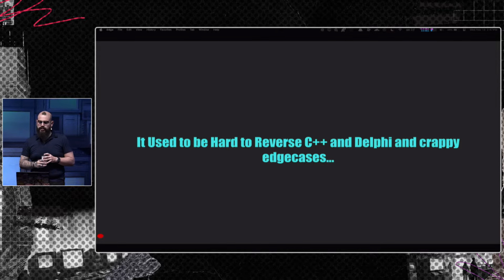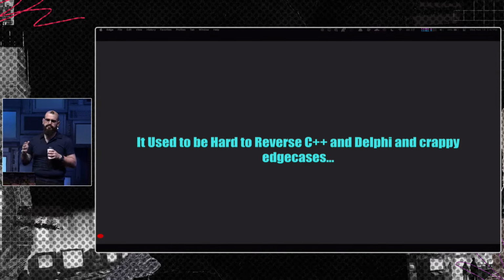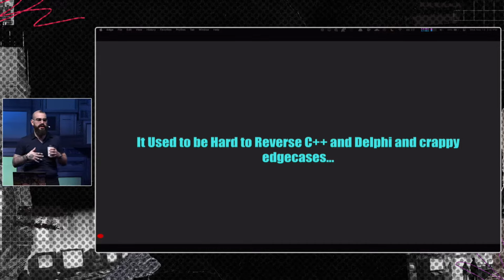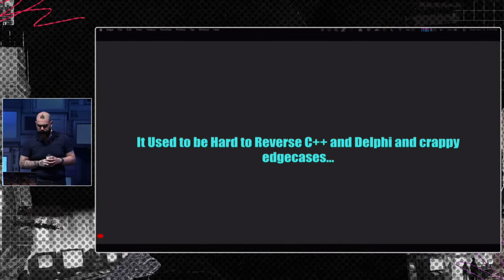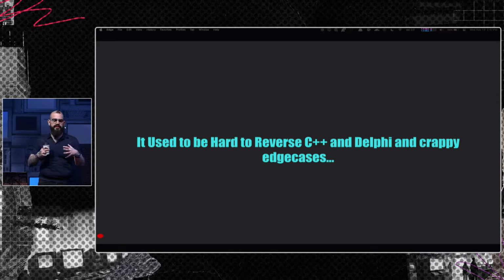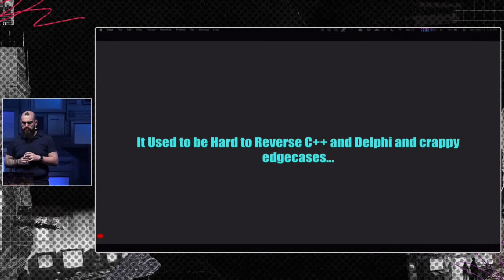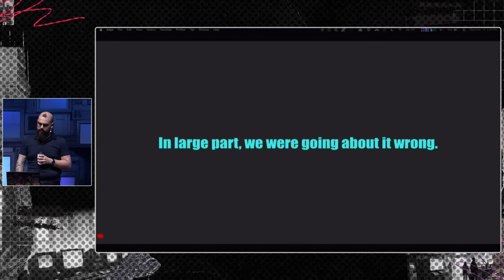So really quickly, for those of you who have done some RE, you might be more familiar with the fact that it used to be really hard to reverse engineer things like C++ and Delphi, mostly edge cases. And you would say, okay, there's all this garbage that's just sort of thrown into these binaries. The way they're structured is hard. And it was just very difficult for our tools to function the way that we needed them. But I think in large part we were going about it very wrong.